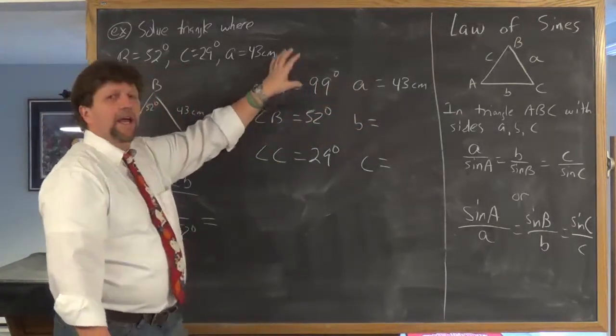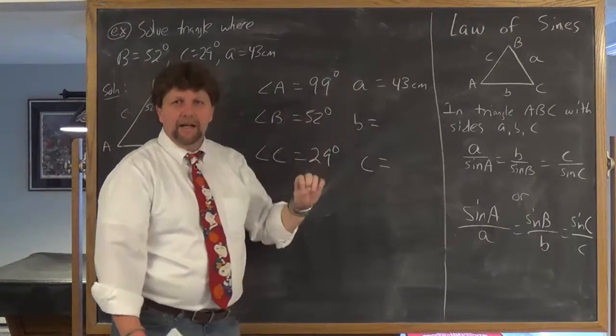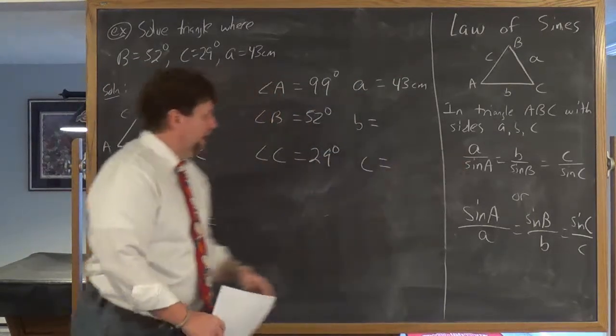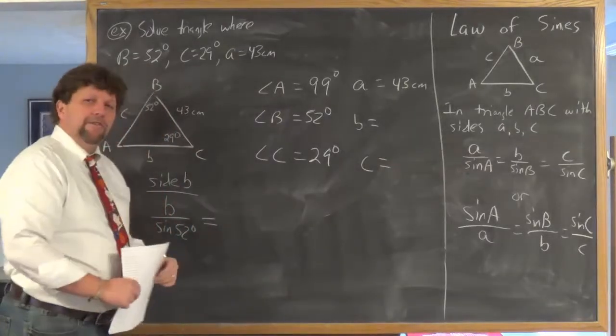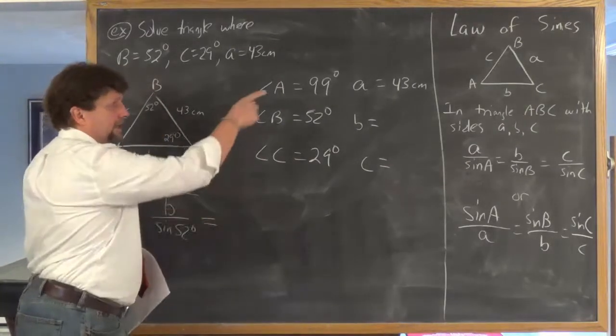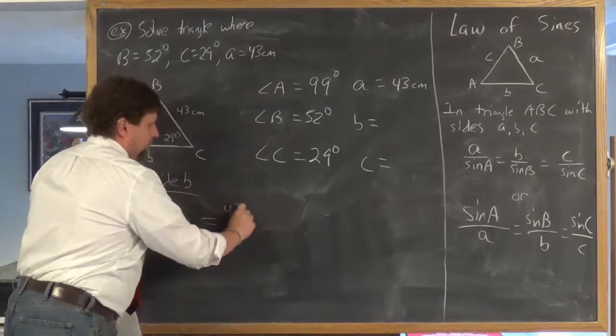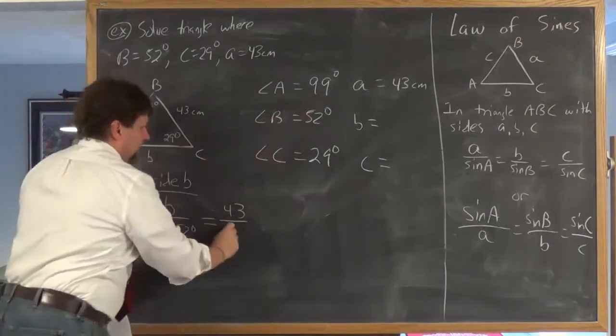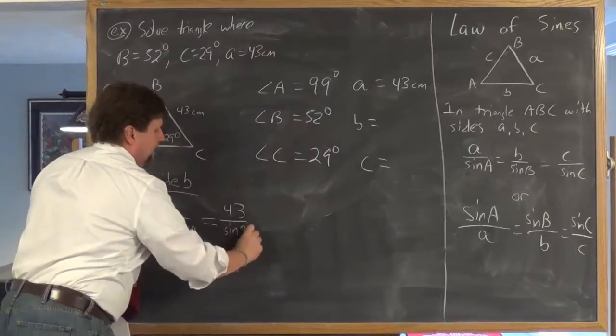I know angle A, and I know the side opposite angle A. So I will write the fraction A over sine of A. So I have B over the sine of 52 degrees equals little a, which is 43, over the sine of angle A. So that's the sine of 99 degrees.